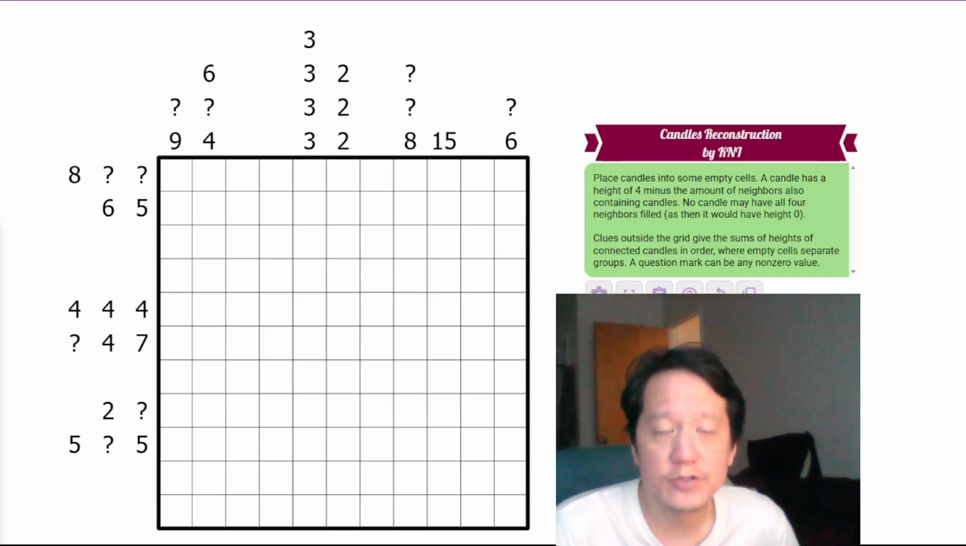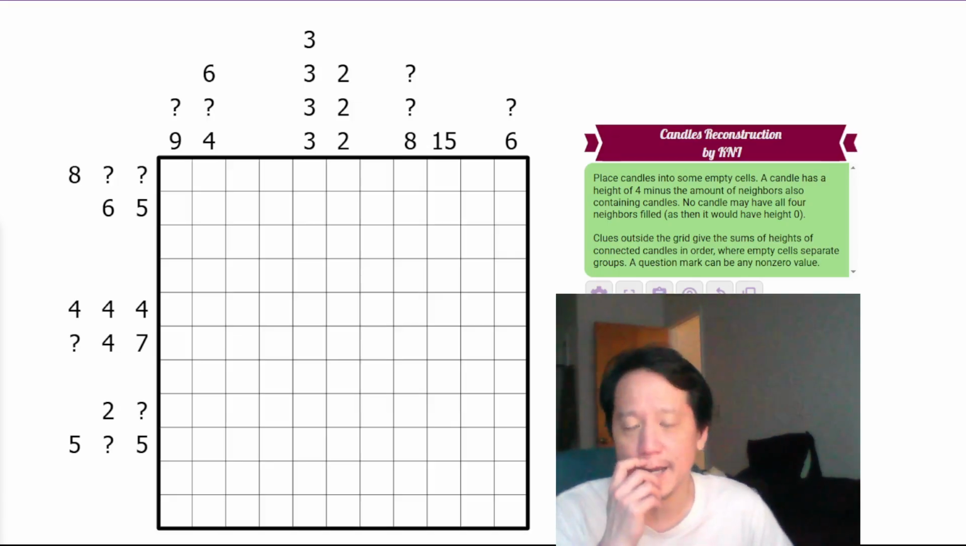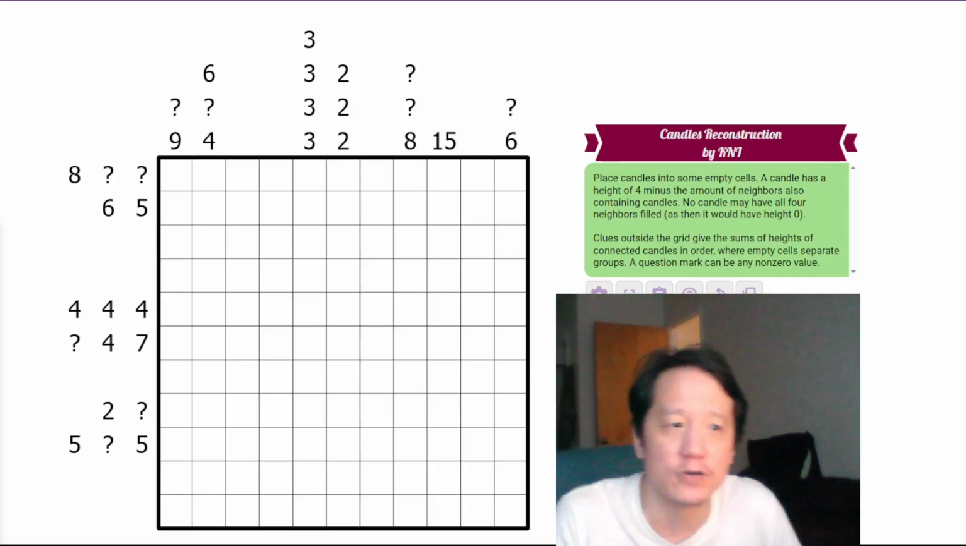Hard other type puzzle. So this is not a Sudoku, it's not a Japanese sums, it's some new type of puzzle. I'm not sure exactly what it is, but it's called Candles Reconstruction by KNI. And here are the rules. We need to place candles into some empty cells.